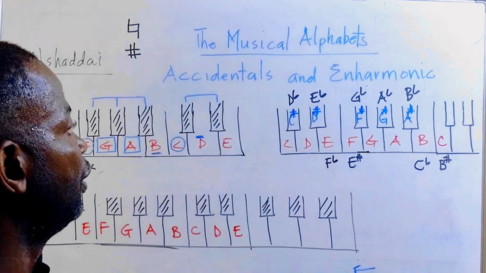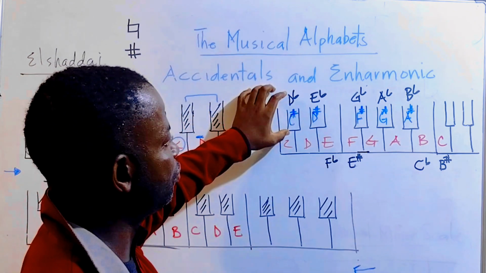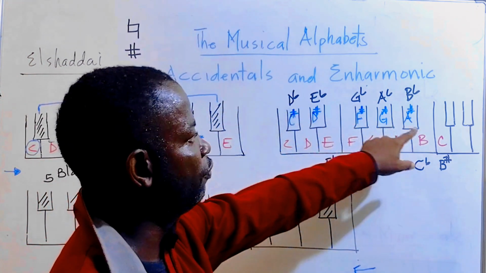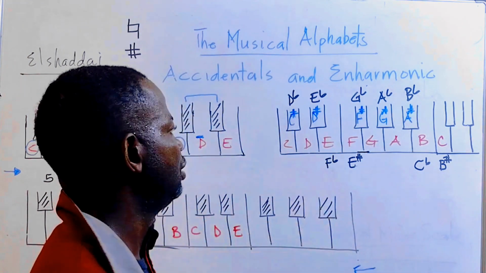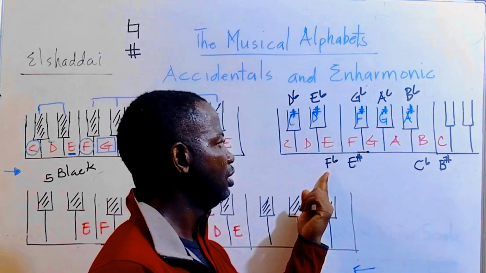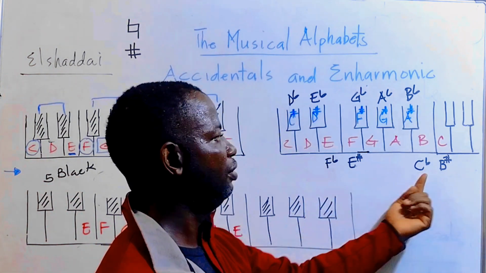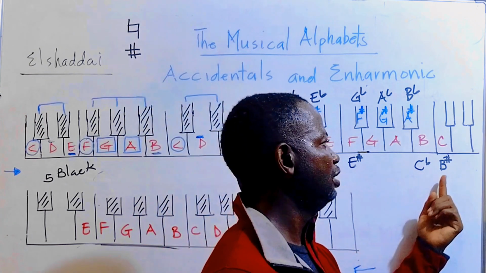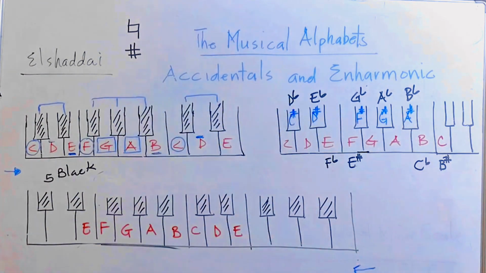So if we check the flats, we have 1, 2, 3, 4, 5 black flats, and we have 4 white flats. The 4 white flats are E, same as F flat, F the same as E sharp, B the same as C flat, and C the same as B sharp. So that's what we call the musical alphabets.